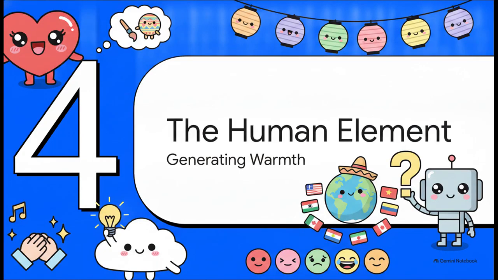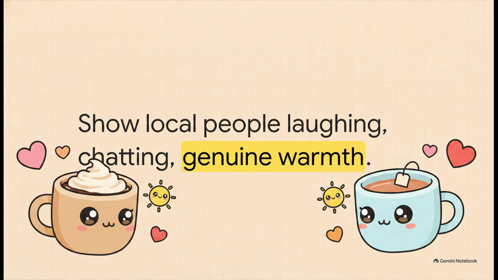All right, Section 4, the human element. This is all about how the prompt commands the machine to generate actual emotion and cultural warmth. So how exactly does a text prompt command a machine to generate genuine emotion, something AI notoriously struggles with?